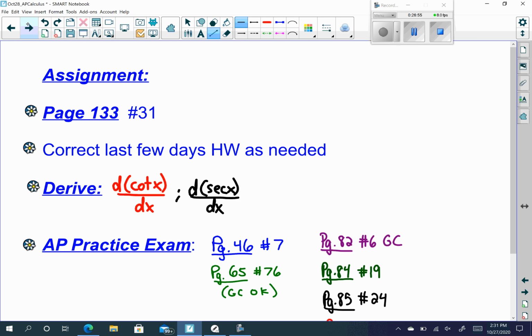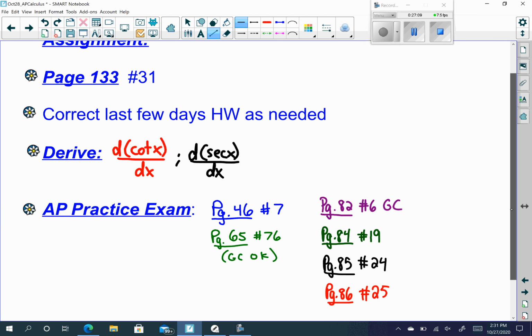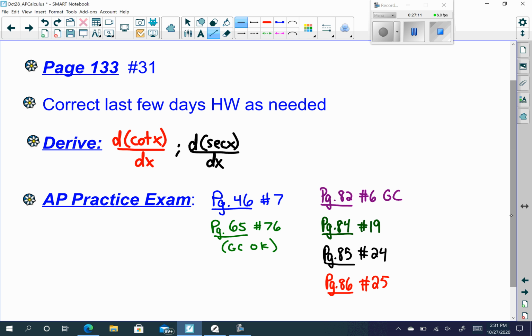And then here's your assignment on page 133, try number 31. Still, if you need to, go back over the problems I just went over with you. Derive the derivative of cotangent x and secant x. And then here are some more AP practice problems. Now on page 65, number 76, you can use a graphing calculator. And on page 82, number 6, you can use a graphing calculator. All the others, no graphing calculator.